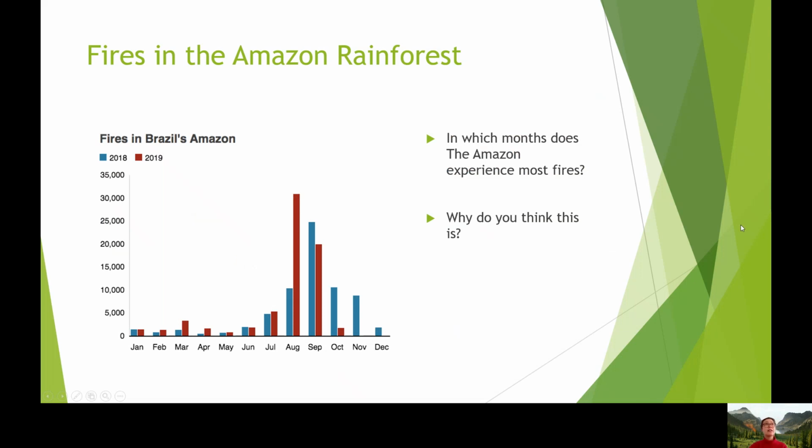Now let's look at fires in the Amazon rainforest. In which months does the Amazon experience most fires? Please pause this video now and see whether you can find the answer. In which months does the Amazon experience most fires? Well, it appears to be August and September, because we can see on the y-axis that these are the number of fires and they are highest in August and September. Why do you think this is?